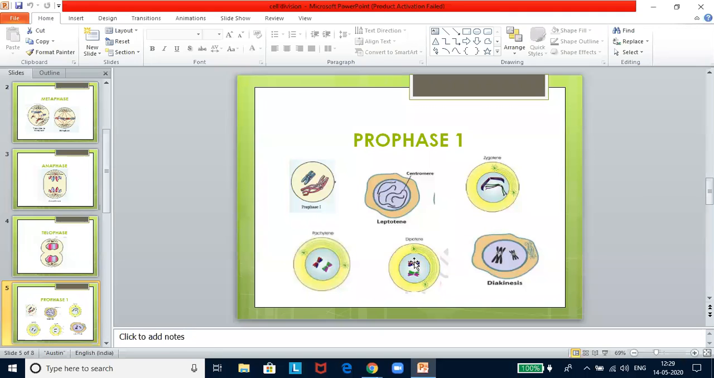Non-sister chromatids of the bivalents are held by the terminal chiasmata till the end of metaphase 1. Nucleolus will disappear, nuclear membrane breaks down, and bipolar spindle is formed. Now these are all the stages that happen during the prophase.